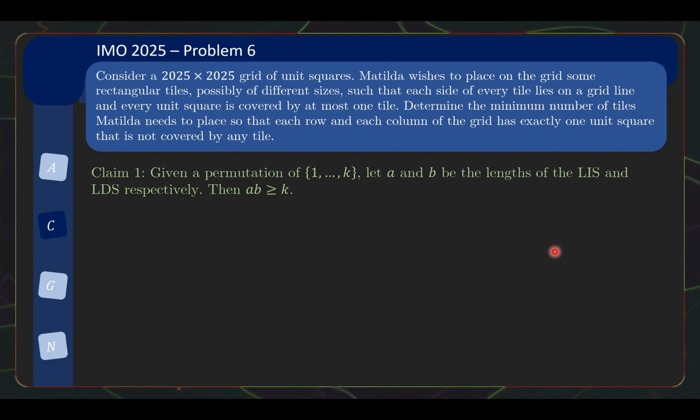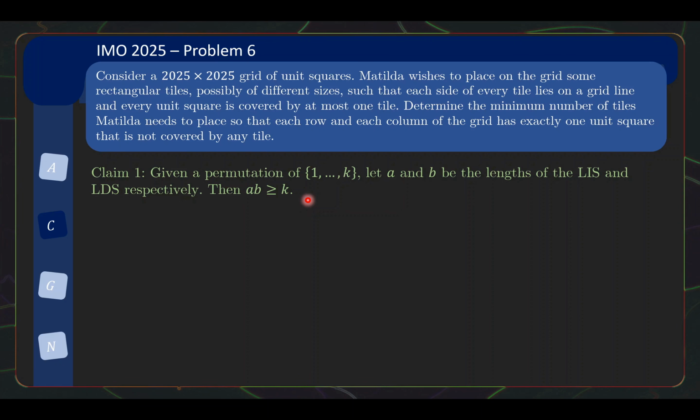Motivated by what we saw earlier in the observation, we will need to look at LIS and LDS. So here are two claims. The first claim is the following. Given a permutation of 1 to k, let A and B be the lengths of the LIS and LDS. Then AB is greater than or equal to k. You will be motivated to look at this if you agree with the observation, because you basically want to show that given your sequence, your LIS and LDS are somehow bounded by a lower bound, and from there you can hopefully get a lower bound on the number of tiles.